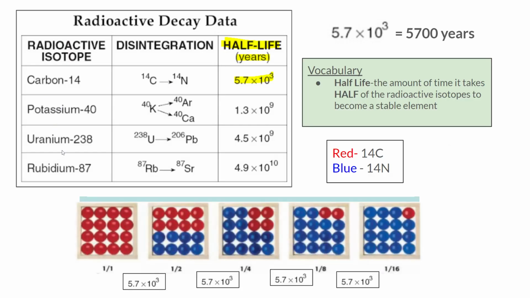Notice different radioactive isotopes have different half lives. It takes a longer amount of time for half of potassium 40 to turn into argon and calcium.